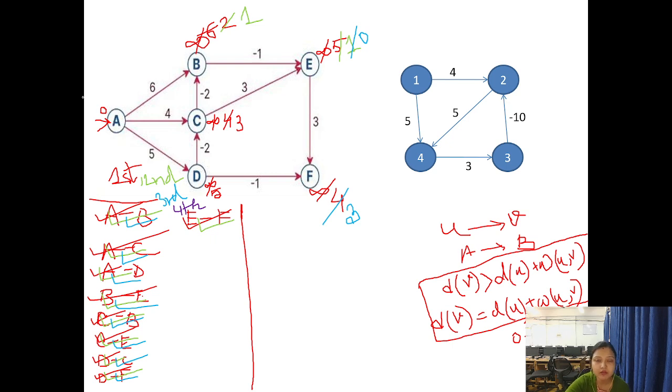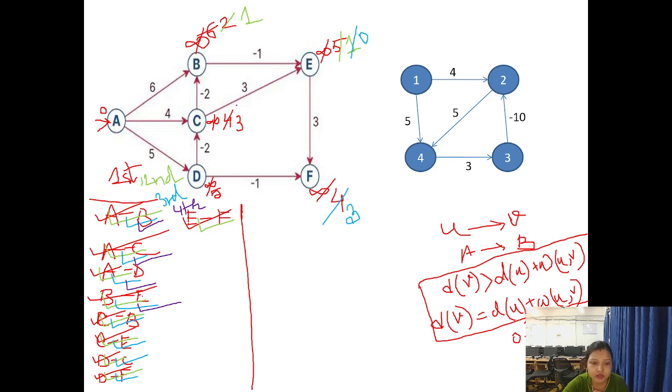In the fourth iteration, we will do the same procedure again. It was 1, A to B, the distance of B is 1. If we consider U as A, then 0 plus 6, so 6 is greater, so no change. A to C, distance of C is 3 and 0 plus 4, that is 4, which is greater, no updation. A to D is 5 and 0 plus 5 is 5 as well, no updation required. Next is B to E. The distance of E is 0 and 1 plus minus 1 is also 0. So no updation required.